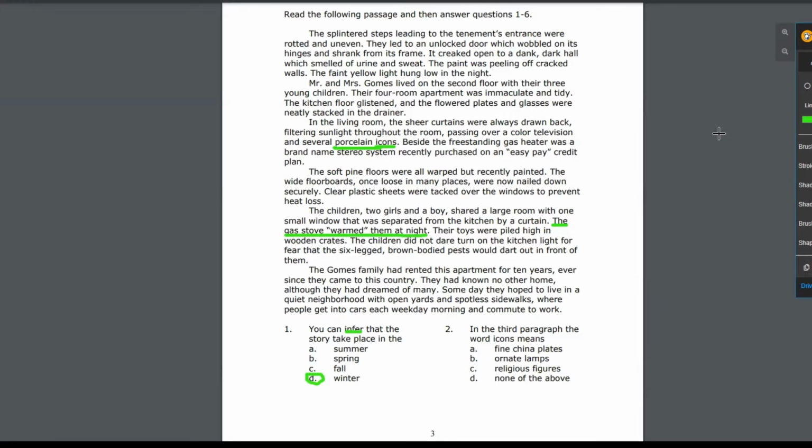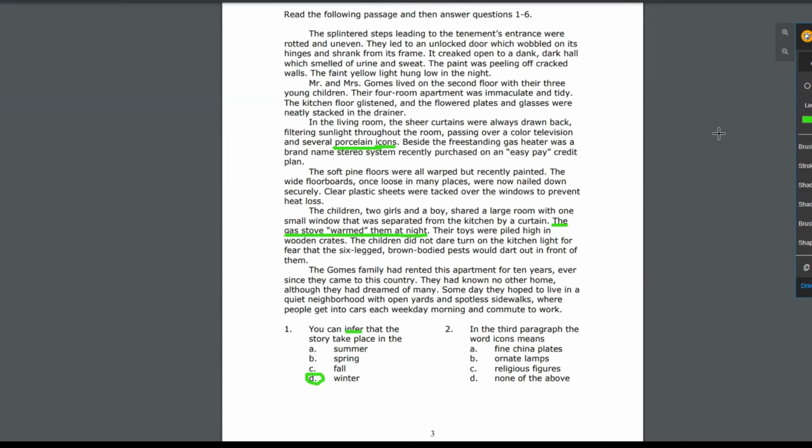And then, of course, they have religious figures. The reason why that one stuck out to me is because it said porcelain icons. And we know that something that is iconic, or an icon, is something that people look up to. And religious figures fit into that. So you know how they have those statues of Jesus and all those things like that. That's why that fits in this particular scenario, because of the word icon.